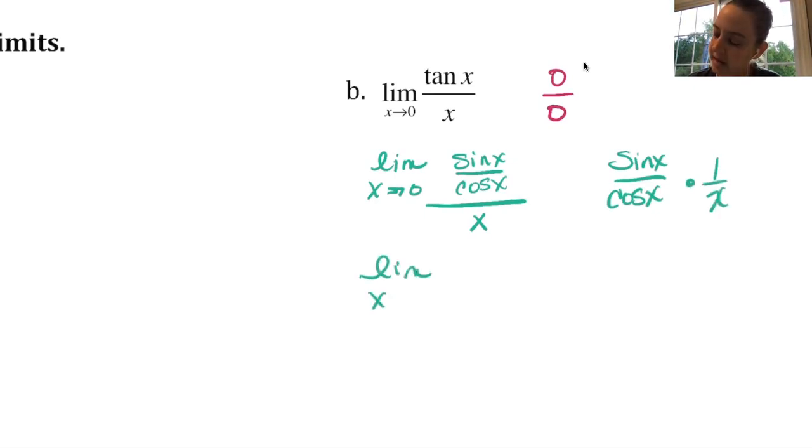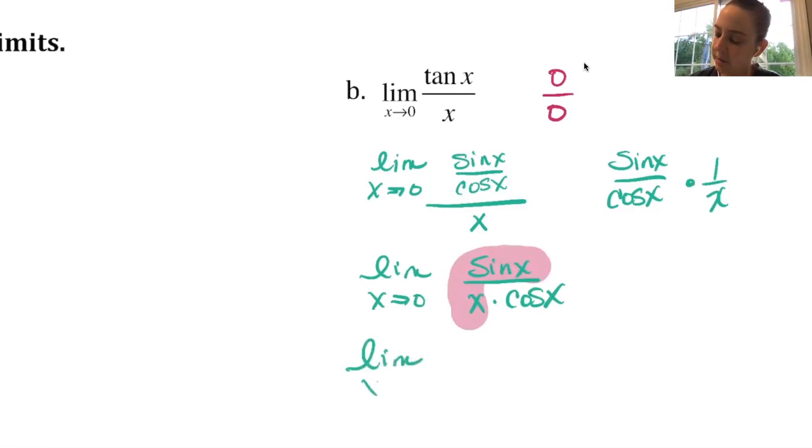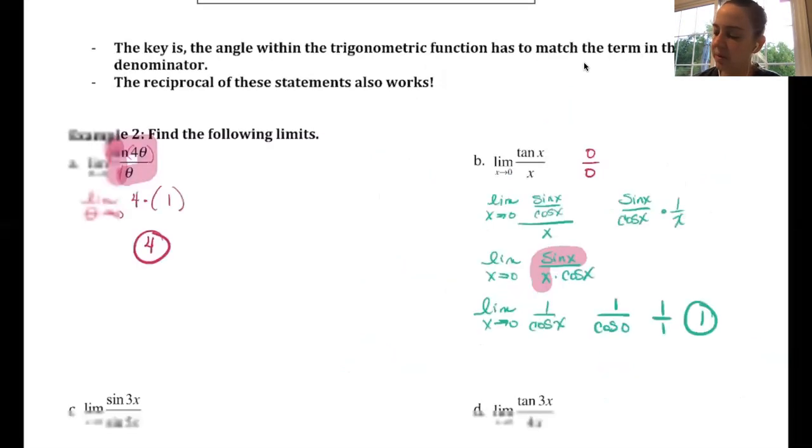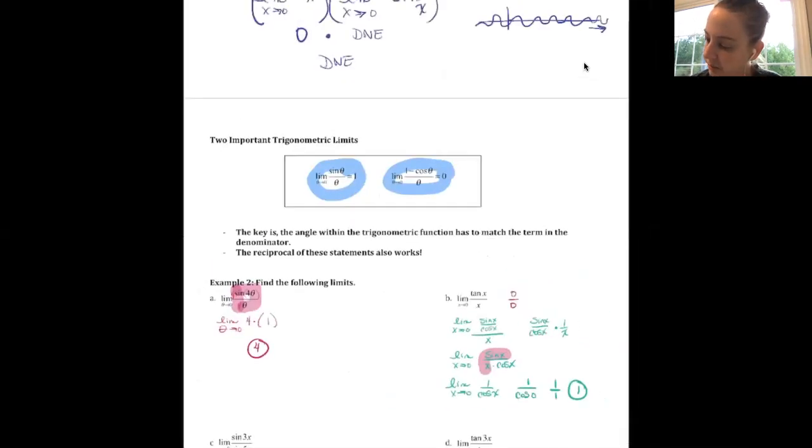This becomes the limit as x approaches 0 of sine of x over x cosine of x. Excellent. Now inside of here, I see that sine of x over x. There it is. That piece becomes a 1. So this is the limit as x approaches 0 of 1 over cosine of x. Now our job is to substitute that 0 for x. So cosine of 0 is really 1. 1 over 1 is 1. Excellent. Sometimes you'll see some textbooks put that one up here with the important ones to know. It just depends. So the limit as x approaches 0 of tangent of x over x is also equal to 1. If you wanted to, you don't have to.